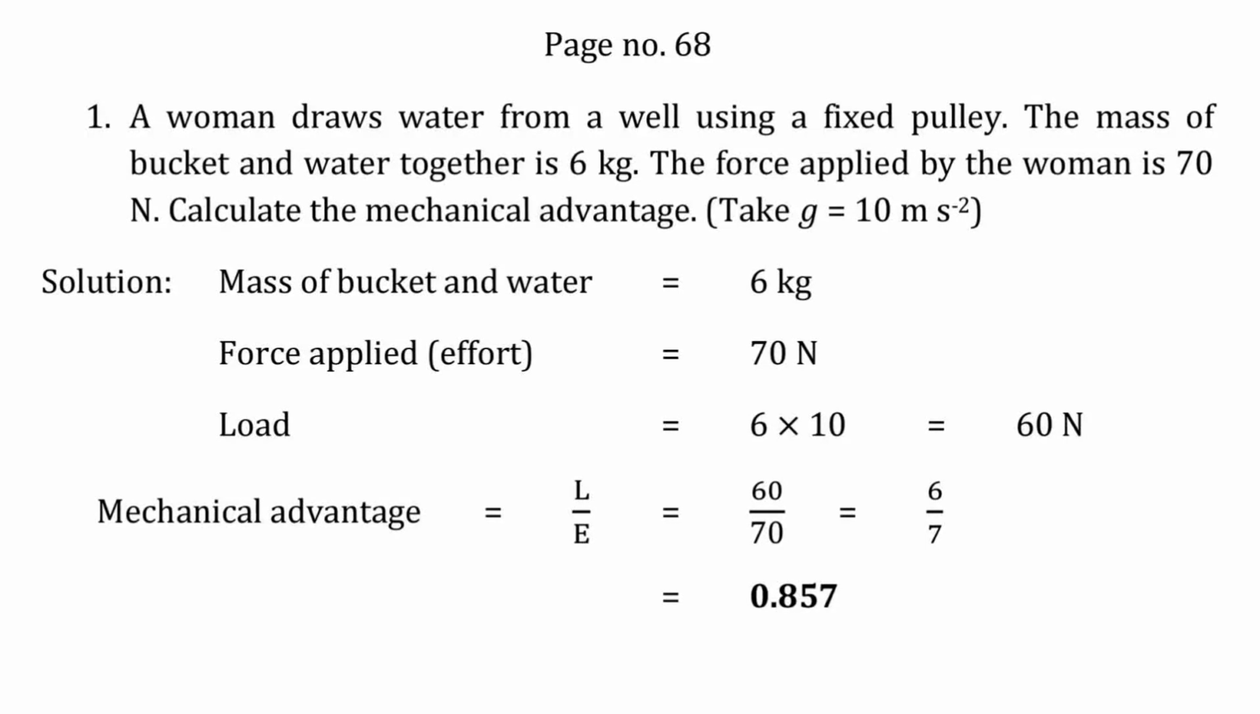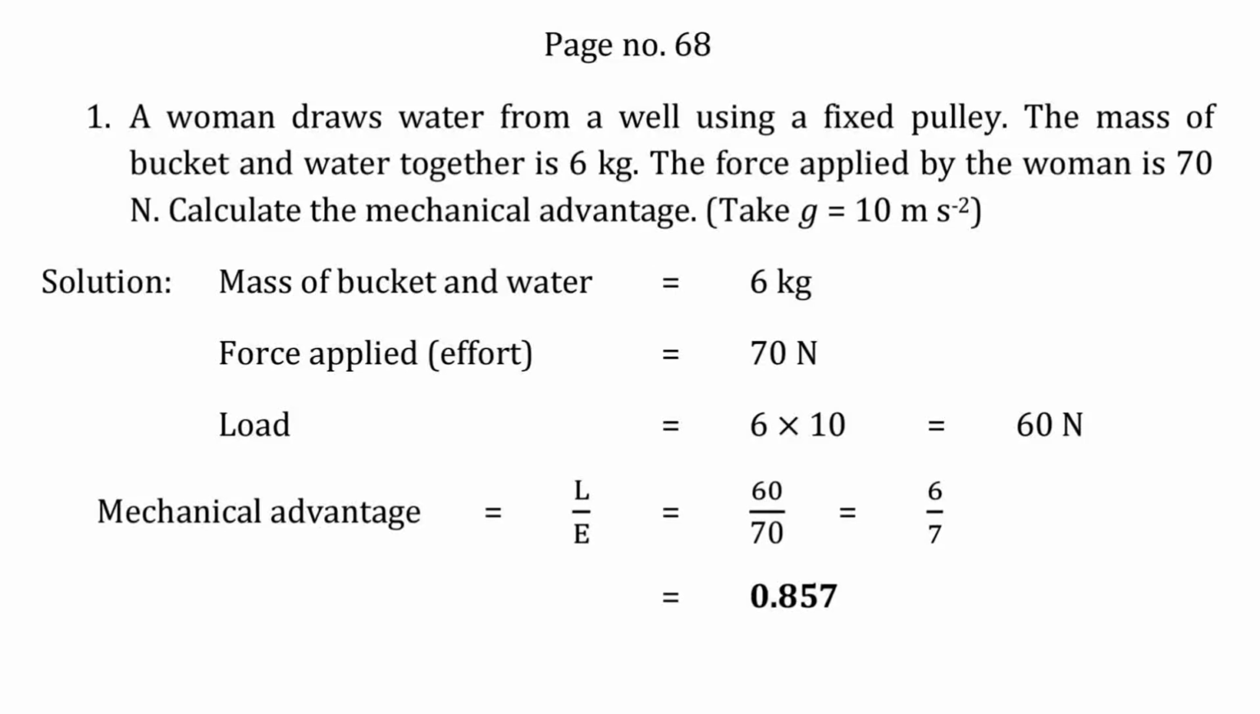A woman draws water from a well using a fixed pulley. The mass of bucket and water together is 6 kg. The force applied by the woman is 70 Newton. Calculate the mechanical advantage. You have to take acceleration due to gravity equals 10 meter per second squared.